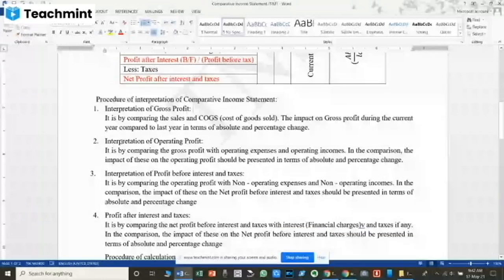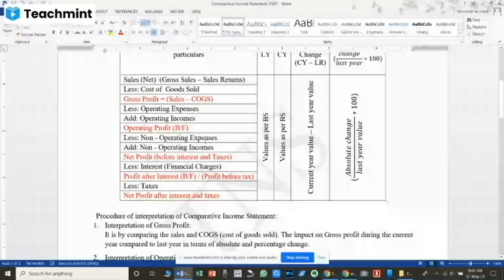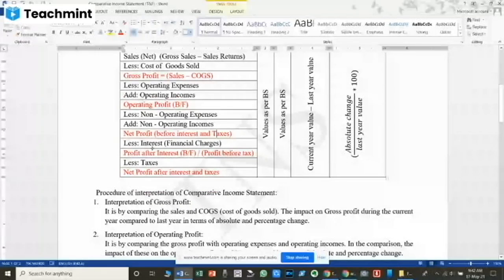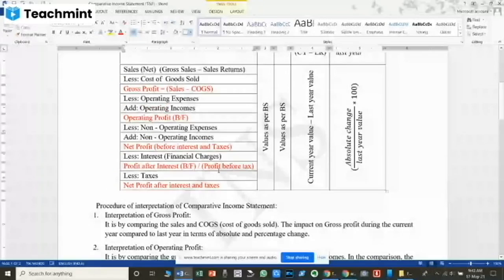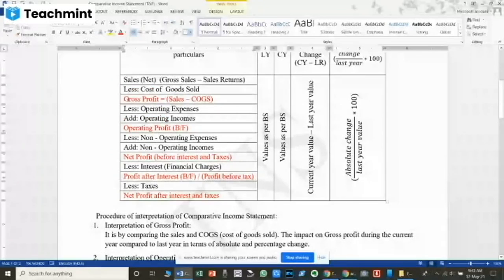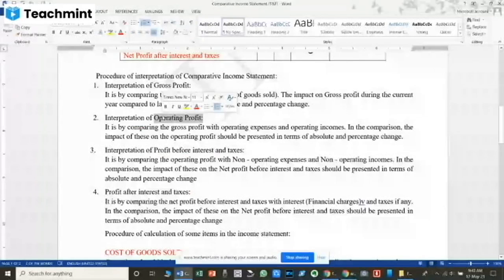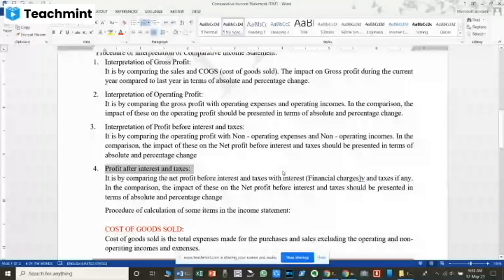It is like your income statement. What are the items you are going to find in the income statement? That is gross profit, then operating profit, then net profit before interest and taxes, and finally net profit after interest and taxes. Depending upon the components you find in the income statement, on those findings we are going to give interpretation. The first finding is gross profit, second is operating profit, third is profit before interest and taxes, then finally profit after interest and taxes. They are the four points of interpretation.